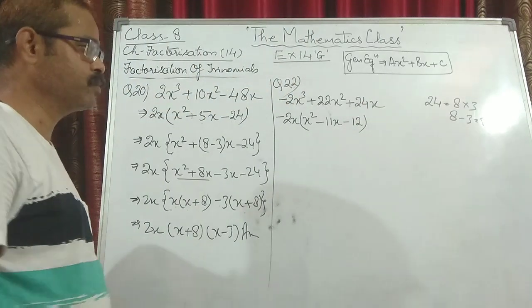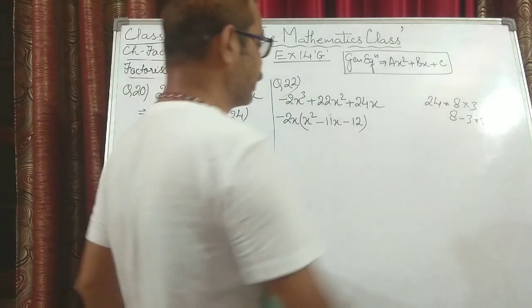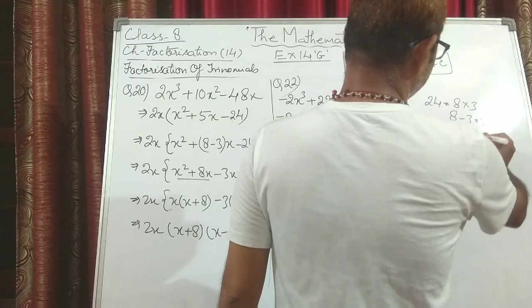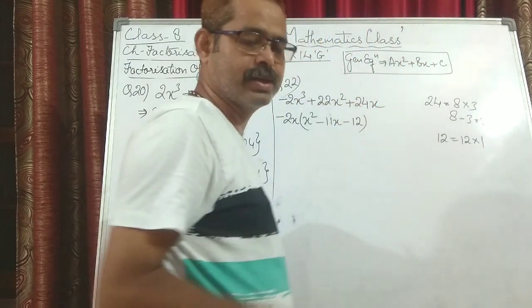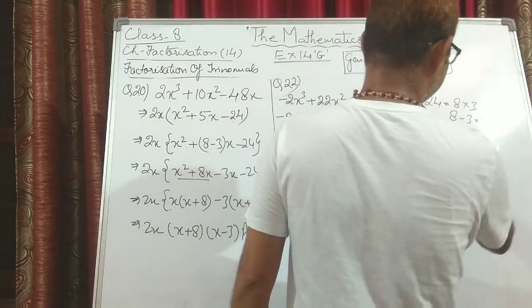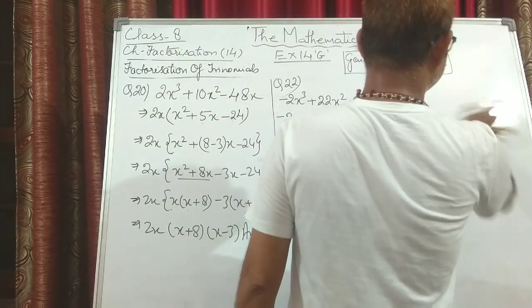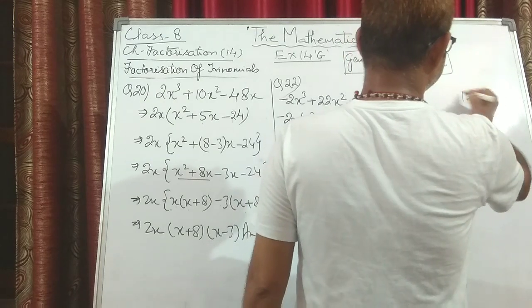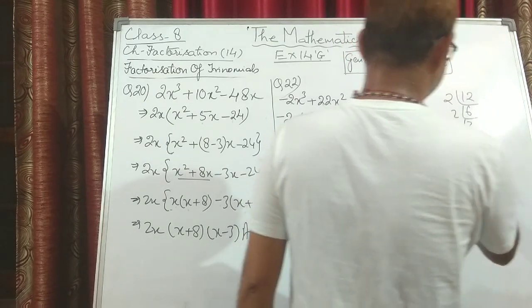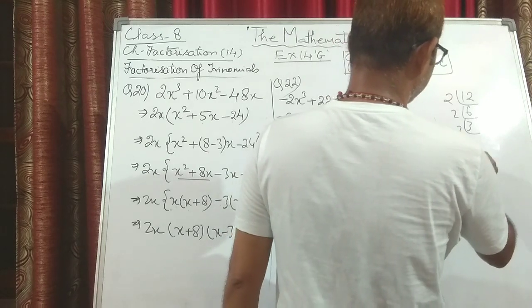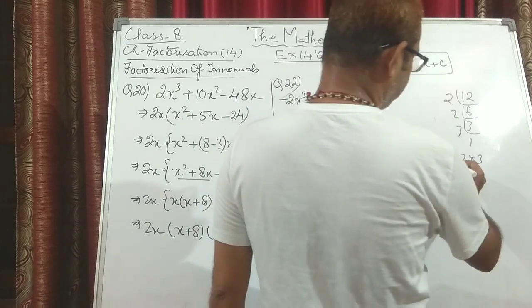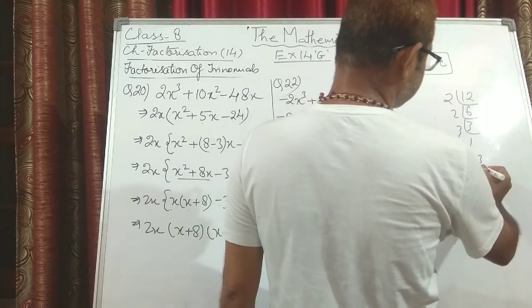Now 12 has to be factorized to get 11. We know 12 is simply 12 into 1 is 12. Factors are 2 sixes are 12, 3 fours are 12. So we have to arrange. I'll show you how we can arrange. Now 12 can be factorized as 2 sixes are 12, 2 threes are 6, and 3 ones are 3. So 12 can be written as 2 into 2 into 3.